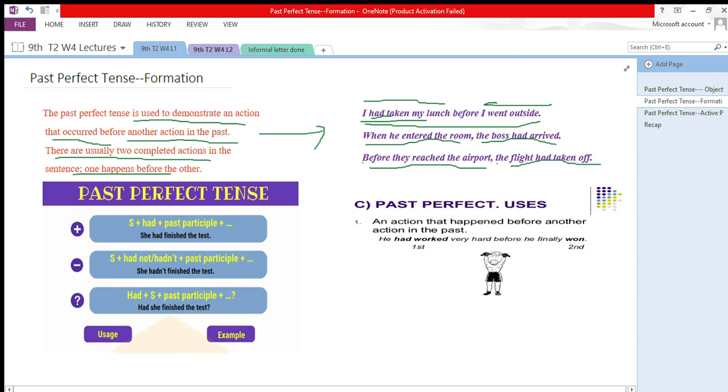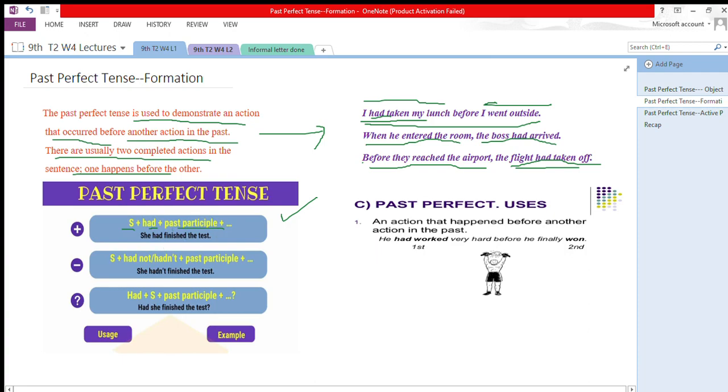Now, two actions are taking place again. Now, the first action which was completed, the flight had taken off before they reached the airport. So, this is how we use past perfect tense when two actions are there, two actions taking place simultaneously in the situation. But if there is only a single situation, we have no confusion. We'll just use the subject, helping verb had, and past participle or third form of the verb.